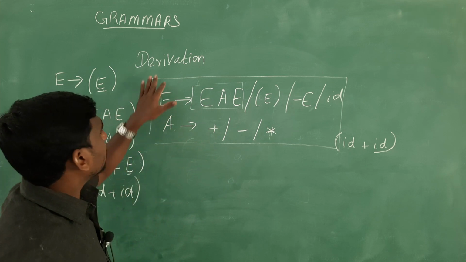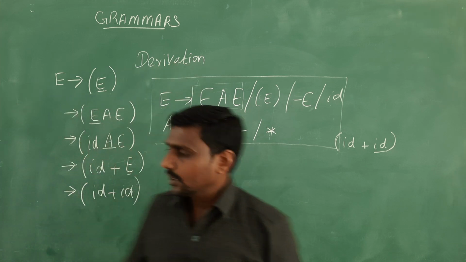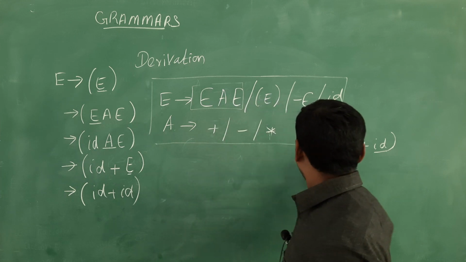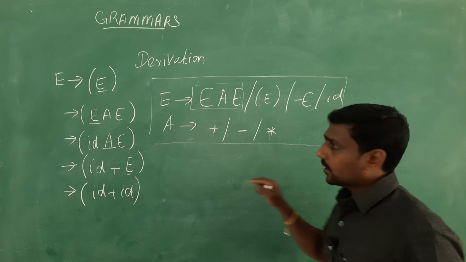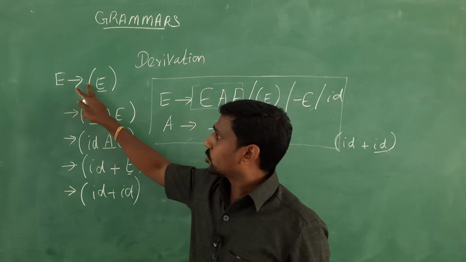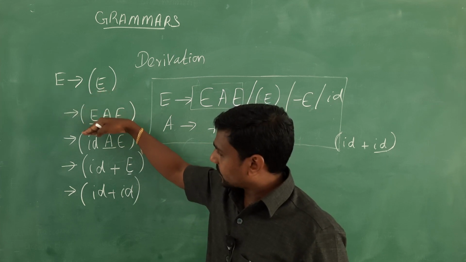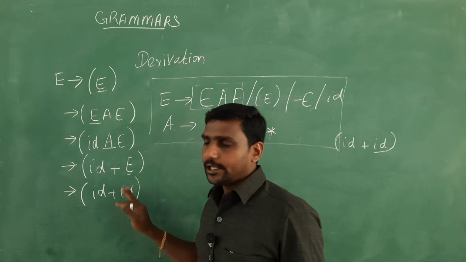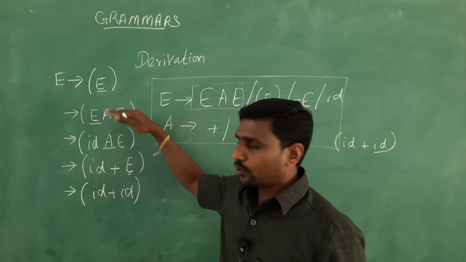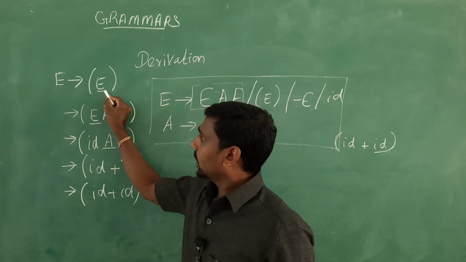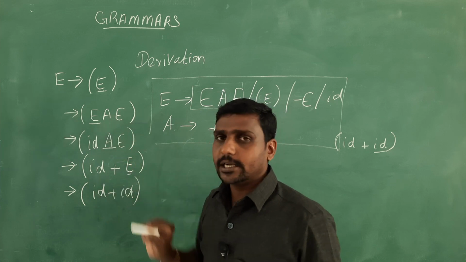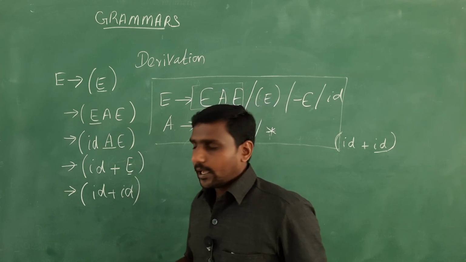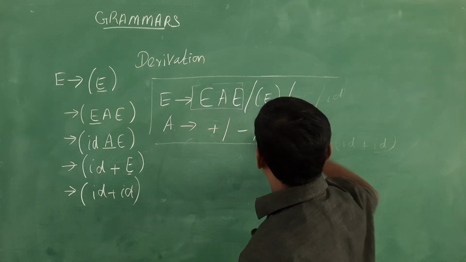Last video class I taught you derivation also. What is derivation? Derivation means expanding the start symbol until the given string is reached. So this is the given string, id, open brace, id plus id, close brace, and I have expanded the start symbol, E tends to open brace E close brace, until the given string is reached. You should know only a variable can expand, that I already taught you. So this is the derivation, and next is types of derivation.